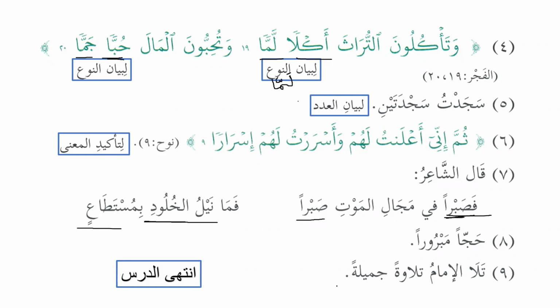Then we have ḥajjan mabrūran. Ḥajjan mabrūran. And birran, this is also a deputy, is it? No, here it is because I think it is a descriptive one, because it has an adjective after it. So mabrūran, that is accepted one. Yeah, accepted one. So ḥajja yaḥujju ḥajjan and barra yabirru birran.